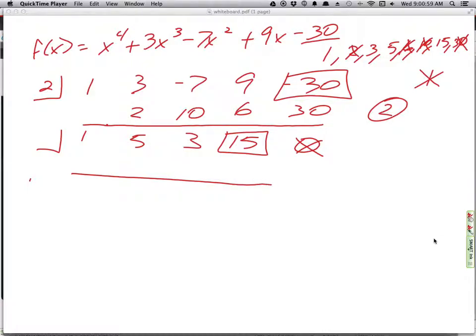3? Now, I can tell you right now, 3 is not going to work. Can somebody tell me why I can look at it right now and tell that 3 is not going to work?